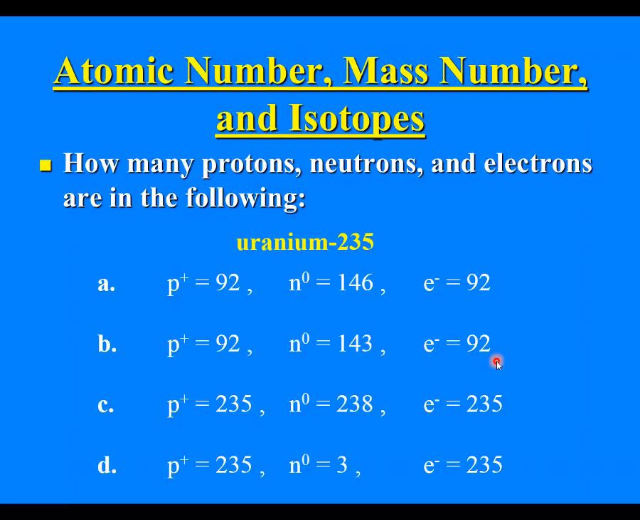And so if you take the mass number of 235 and go ahead in your calculators, you can do this. You can take 235 and subtract the number of protons, which is 92, and you'll find that you have 143 as the leftover mass. So I have 143 neutrons. So B would be the correct answer here.